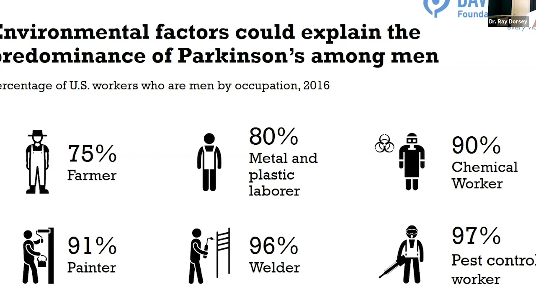So people grew up in rural areas, so they grew up drinking well water. Well water is often contaminated with pesticides from neighboring farms and is not regulated by the Safe Drinking Water Act. These are all things that we can do to decrease our risk of Parkinson's disease.